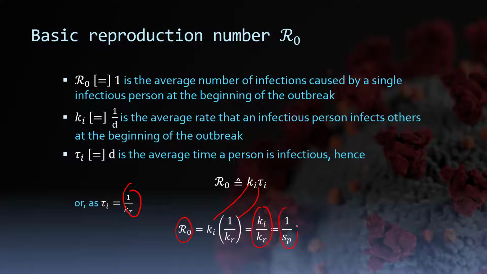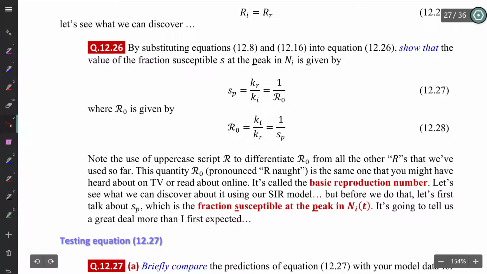And the interesting thing, at least for me, is that R naught is just 1 over the susceptible fraction at the peak in the curve. And so that's what we're going to talk about next. Okay, so now that we've derived a formula for R naught, this equation, we've talked about everything that's in it, and we can turn that around and we can see that R naught, the standard definition is this thing, and 1 over SP is the thing that we're going to talk about.